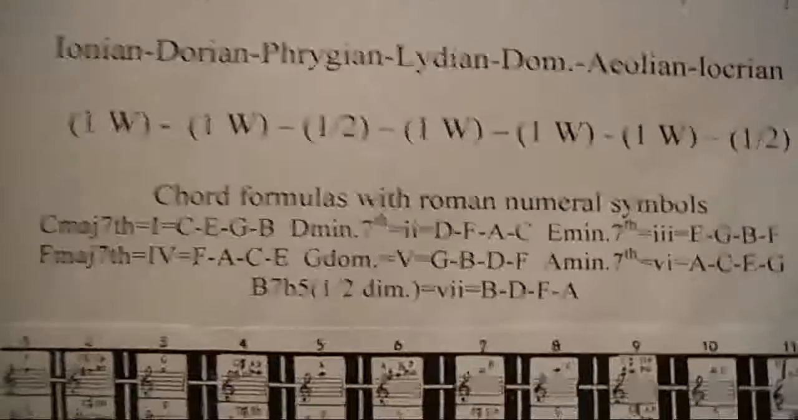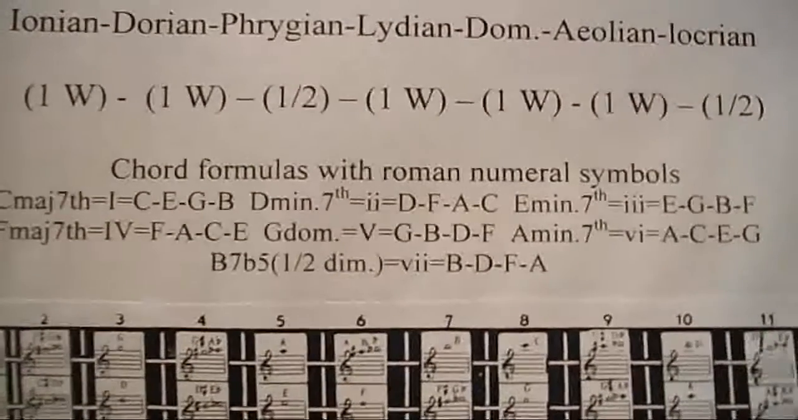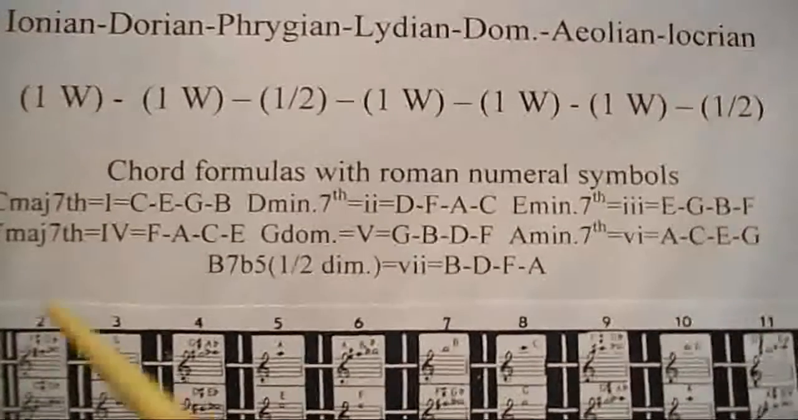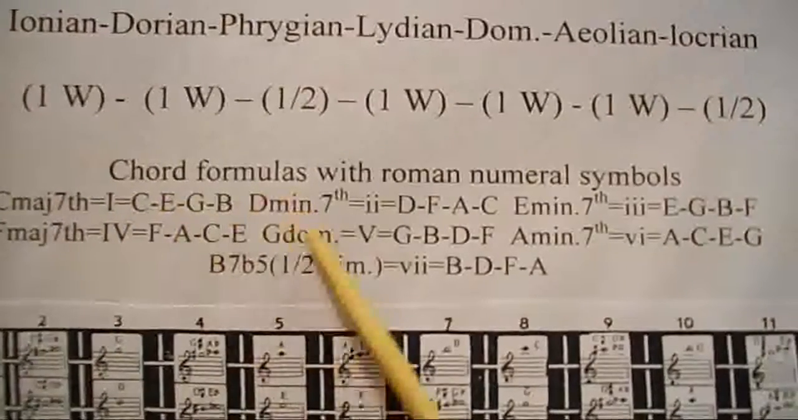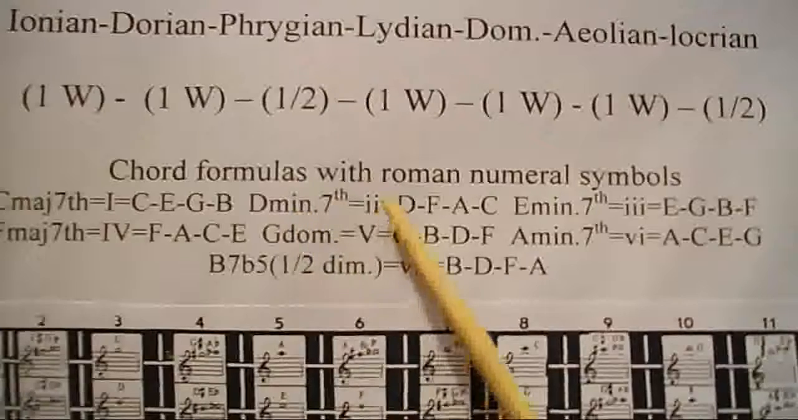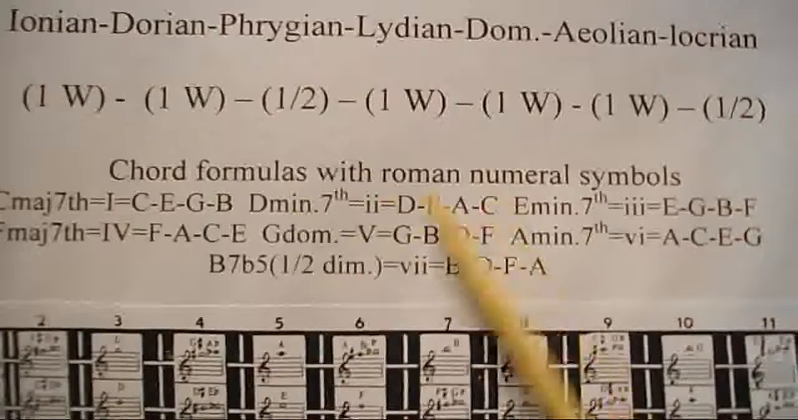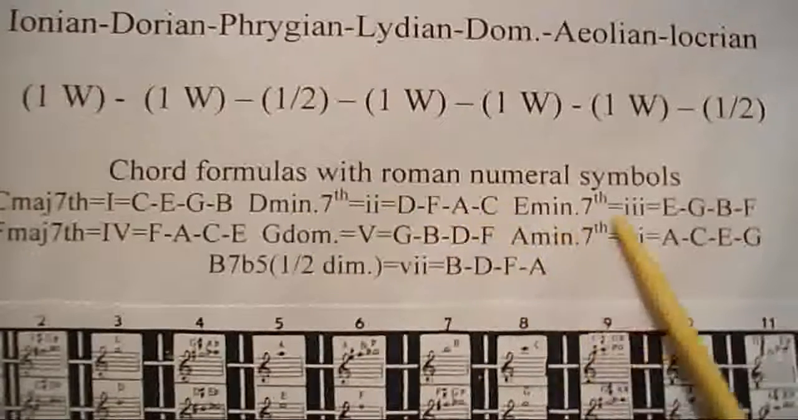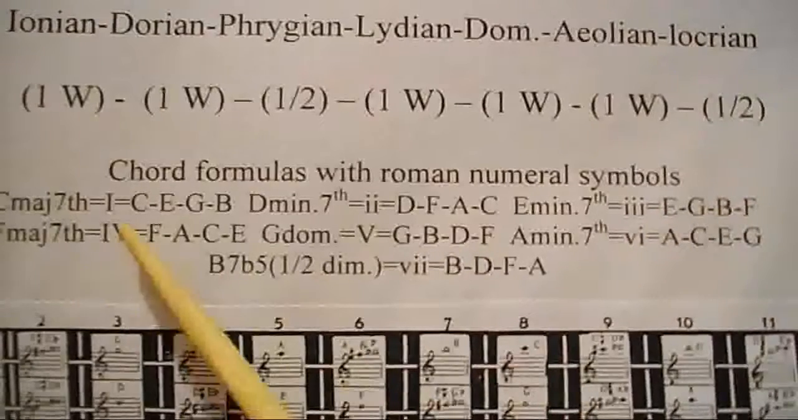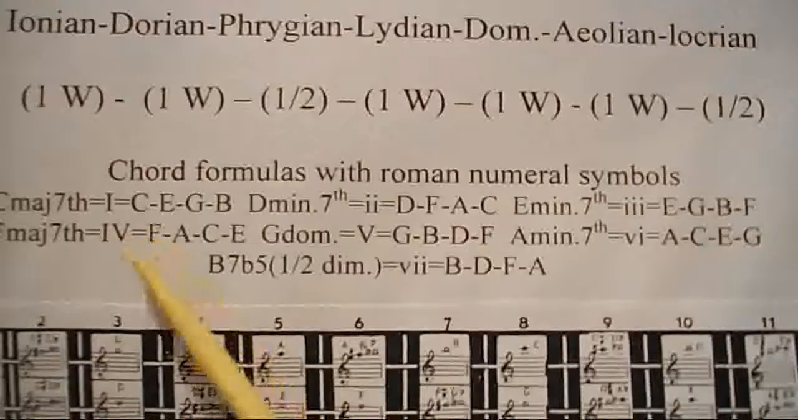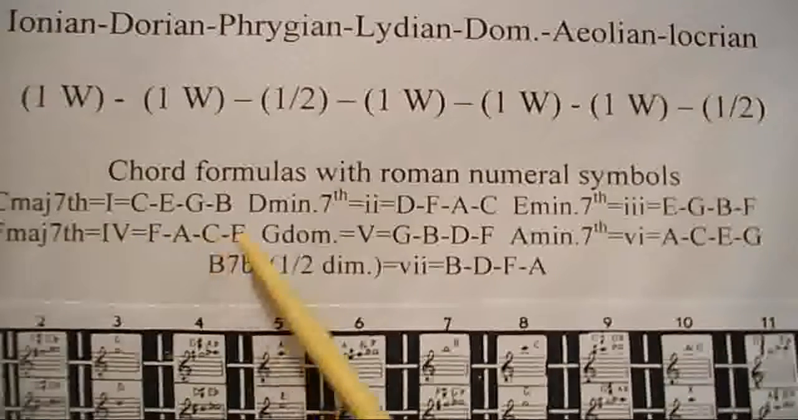In the C major, starting from the C major scale. And these are the formulas for each chord. C major 7th would be the 1 chord, it'd be called. So C, E, G, B. D minor 7th would be the 2 chord, going D, F, A, C, chord formulas. E minor 7th would be the 3 chord, E, G, B, D. F major 7th would be the 4 chord, with F, A, C, E.